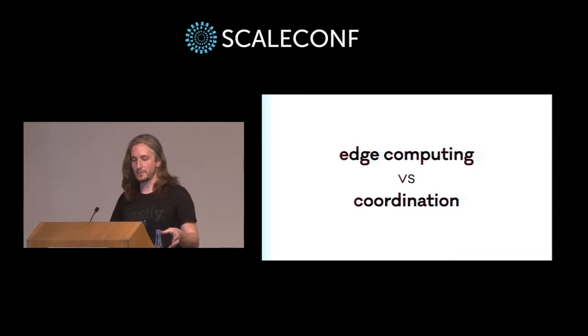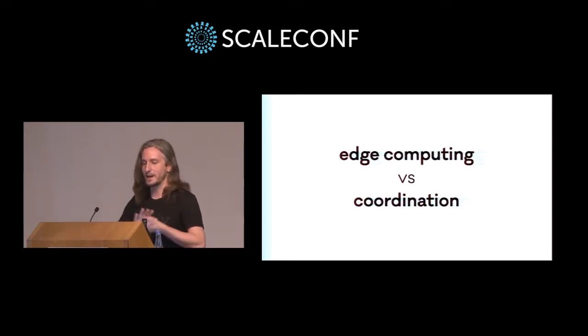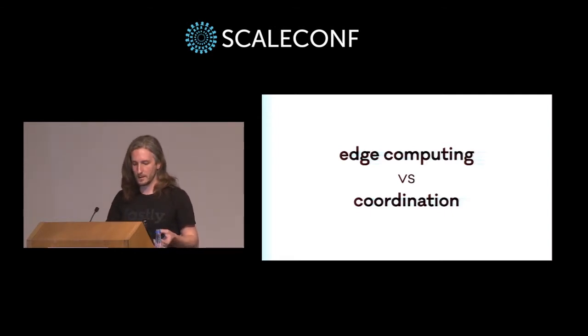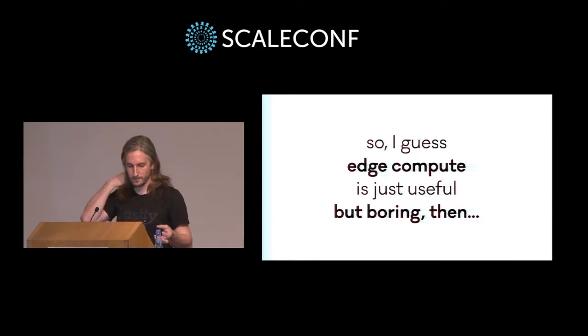So instead, all that computation needs to be done in each individual car, which makes the problem easier from the perspective that you don't have to move all that data around. But it also makes it much harder because you can't necessarily coordinate between all the different vehicles. So I guess edge compute is just useful but boring. That's fine.